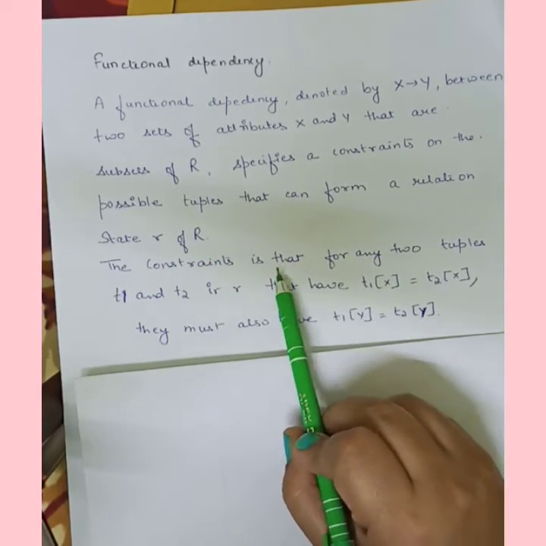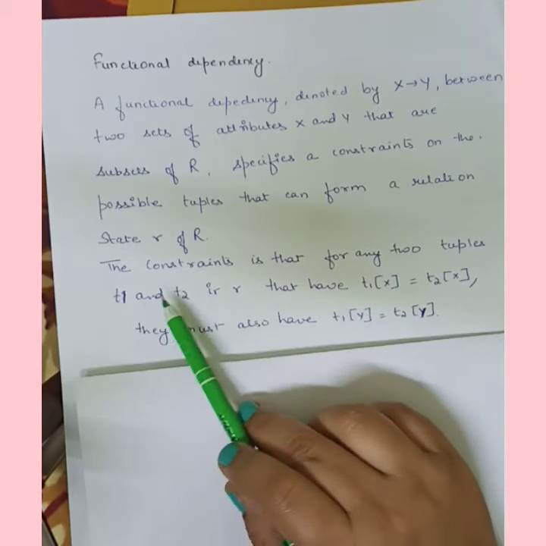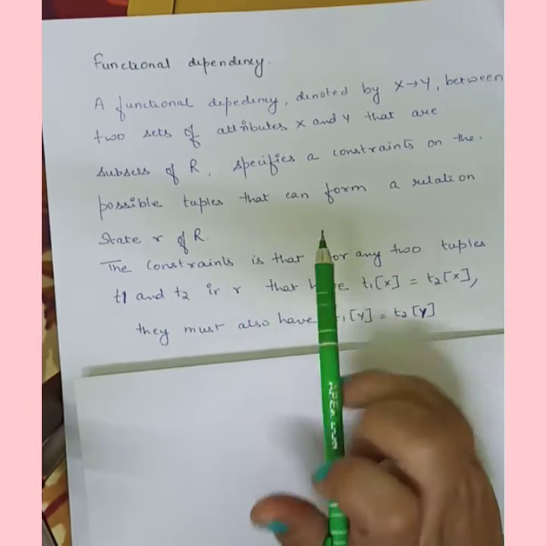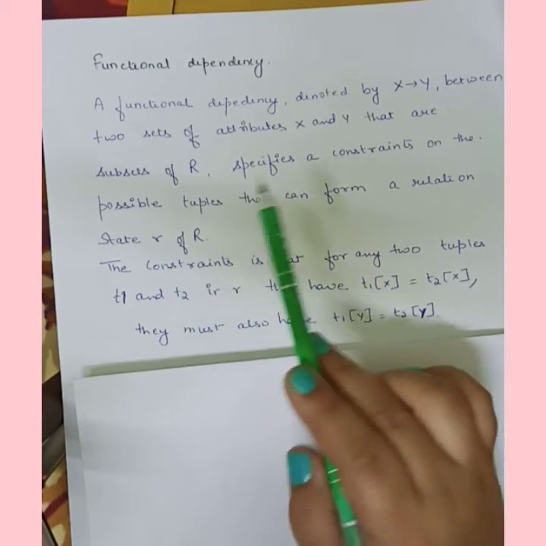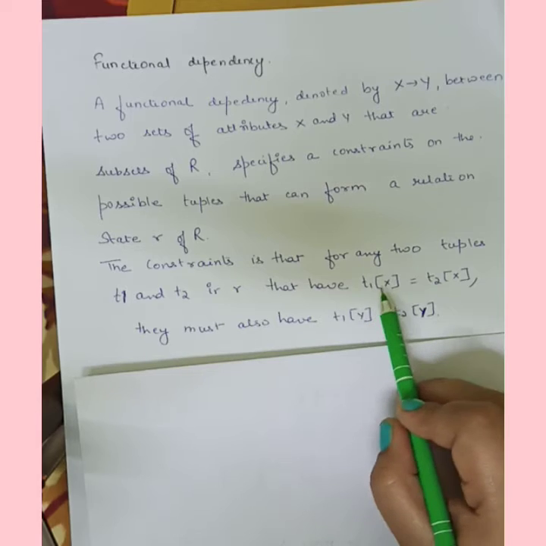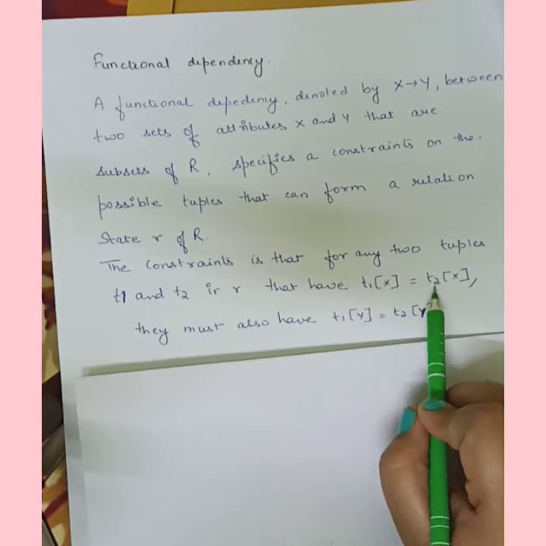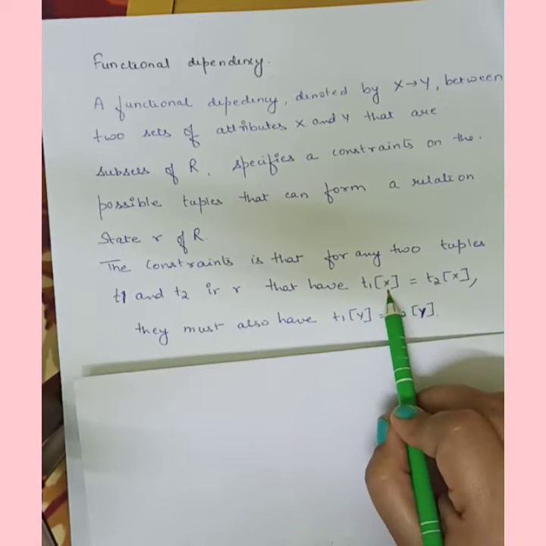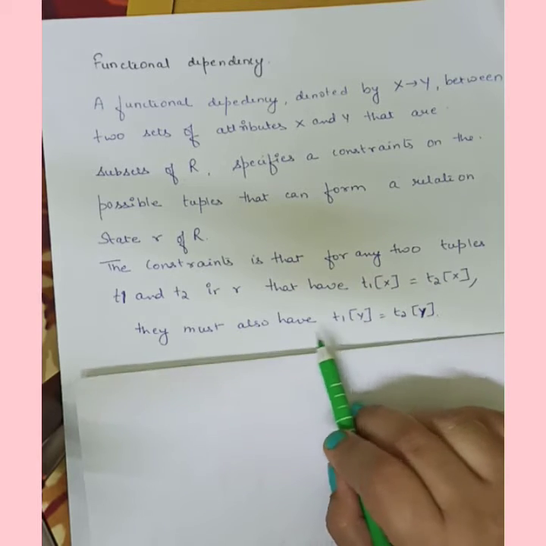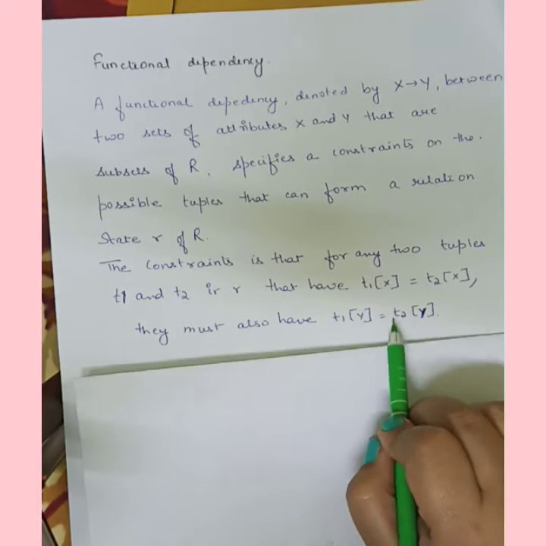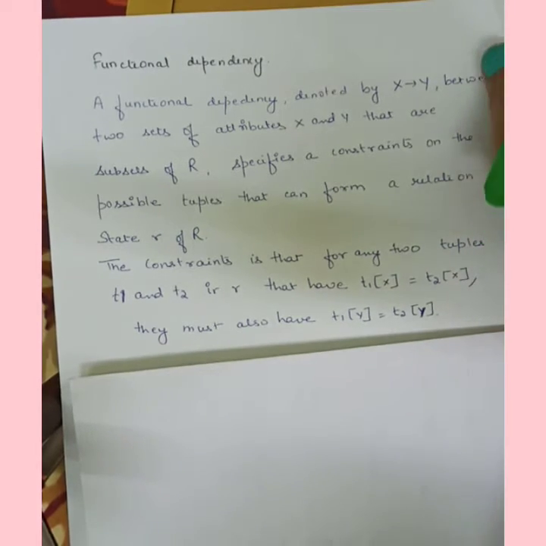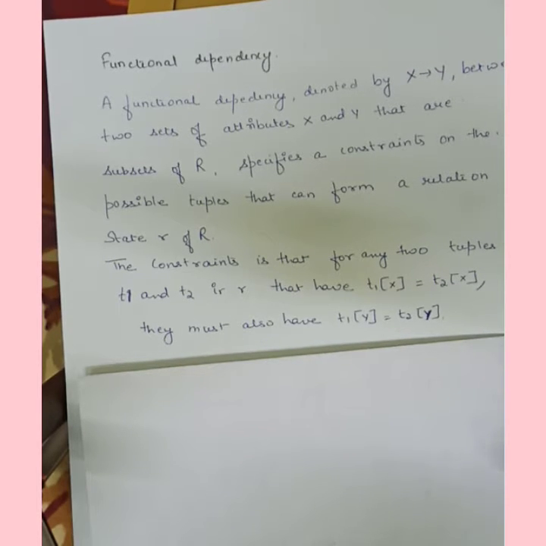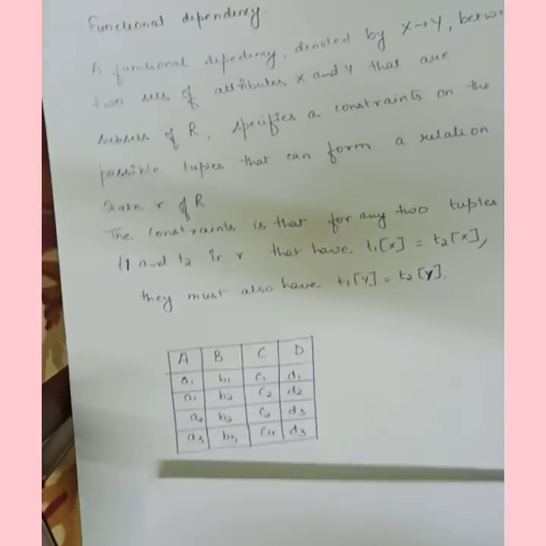The constraint is that for any two tuples t1 and t2 of the relation in R, if tuples t1 and t2 both have the same value for X, then they must also have the same value for Y. So we will consider one example to find out in which attributes functional dependency holds and in which attributes functional dependency does not hold.